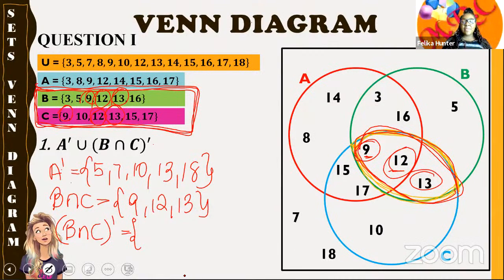Since your microphone is open, go ahead and tell me what is in the set B intersect C complement.